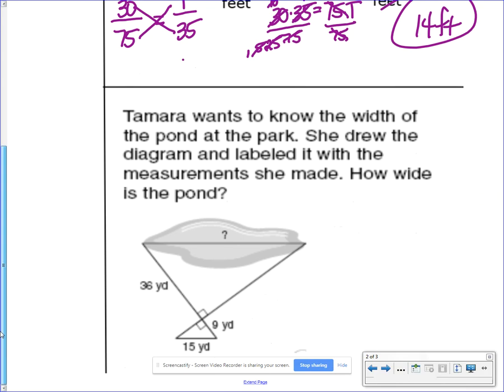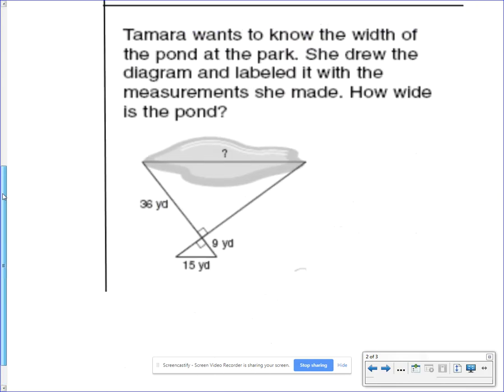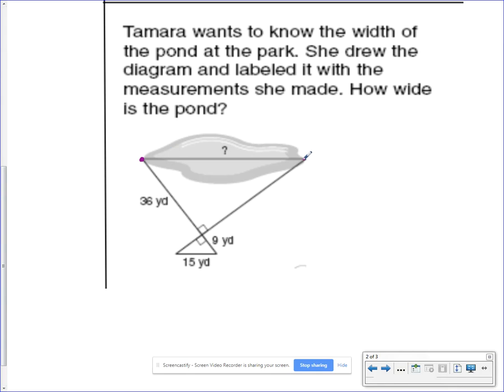There's a pond at the park, and she drew a diagram with the information she knows. She's trying to figure out how far it is across the pond. So she drew this diagram, and she's got it labeled this way. Now, how wide is the pond? Here's where we have to be careful.